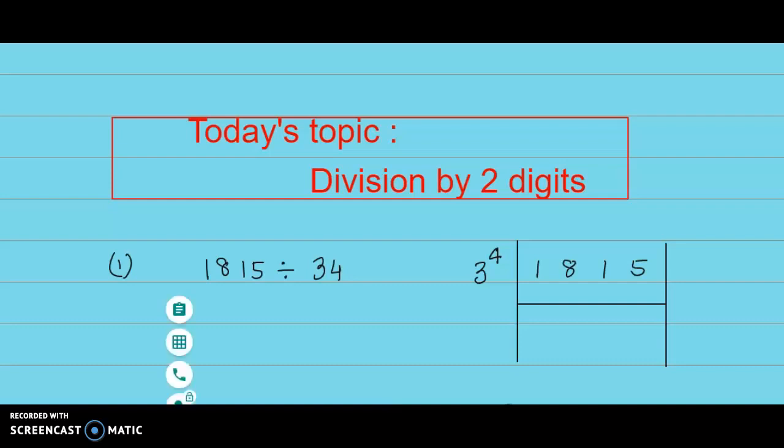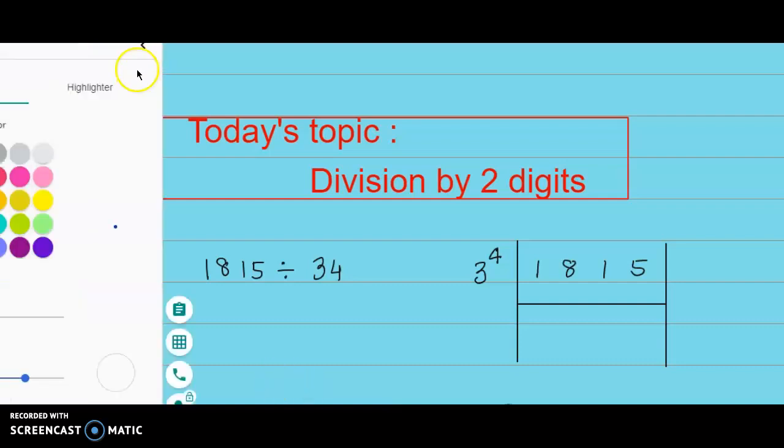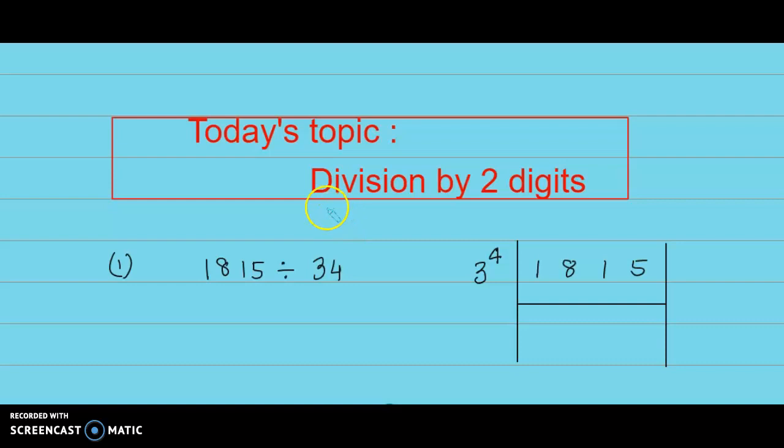In today's class we will discuss division by two digits. So we have the first question here, as you can see, 1815 divided by 34. Now let us see how we can quickly do it in a matter of few seconds.